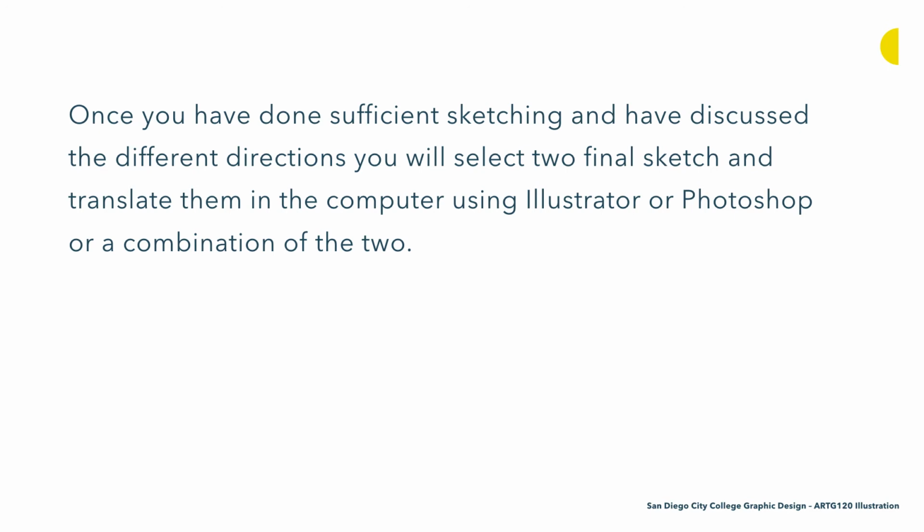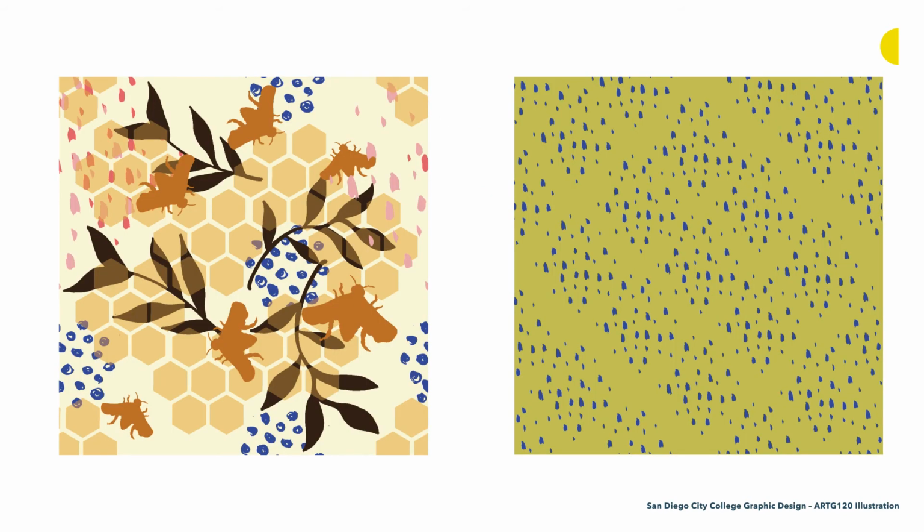And I want you guys to work on different thumbnail sketches that are going to become your patterns. So it could be something that's more focused on illustration, or it could be something that's more focused on mark making, or possibly a combination of the two. And once you have sufficient thumbnail sketches, then we are going to get feedback from the class in which direction we should move forward. And I want you to select 2 of the final thumbnail sketches to then translate them into the computer using Illustrator or Photoshop, or a combination of the two, to create our surface design pattern that we can then put on our mockups.